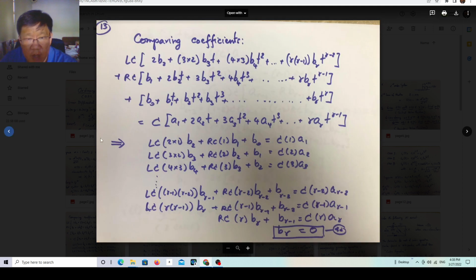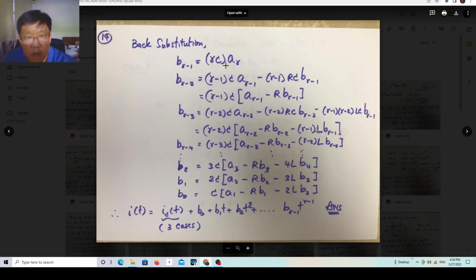Okay, you have to look at the relationship. When you know b sub r here, this term is 0, and from the equation before, you can get b sub r minus 1, which is exactly equal to c times r times a sub r. Once you know b sub r minus 1, you can substitute back.